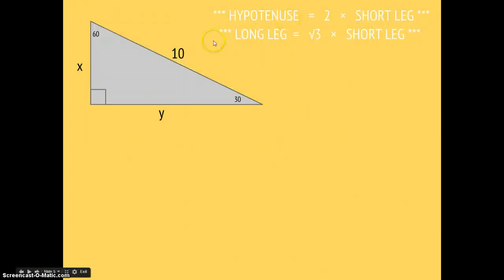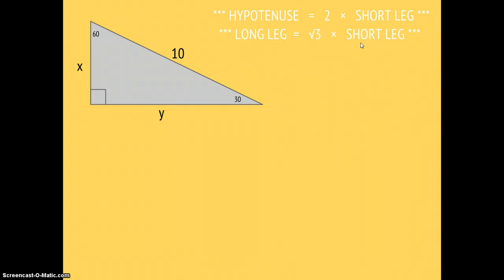Now, here are our formulas. Here's the picture I want you to be looking at. The formulas say that the hypotenuse equals 2 times the short leg. The long leg equals the square root of 3 times the short leg. Right now, think to yourself, which one's the short leg, which one's the long leg, which one's the hypotenuse? Ready, go. I'll give you 3 seconds.